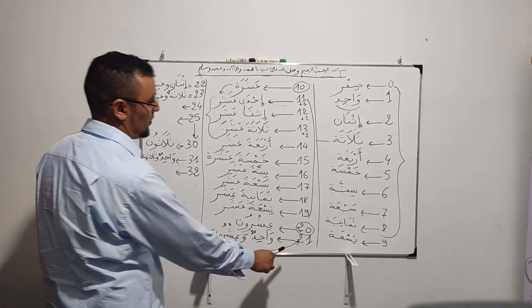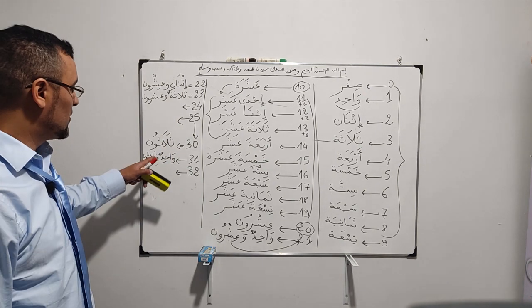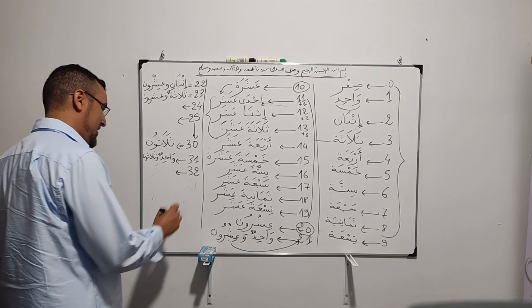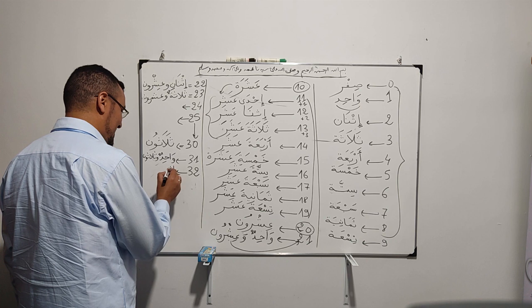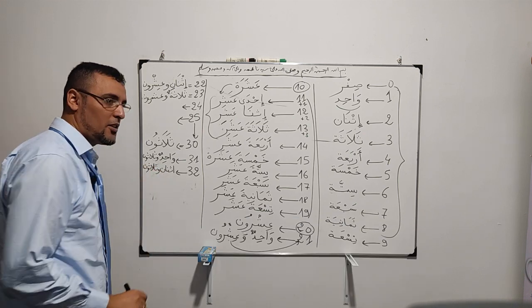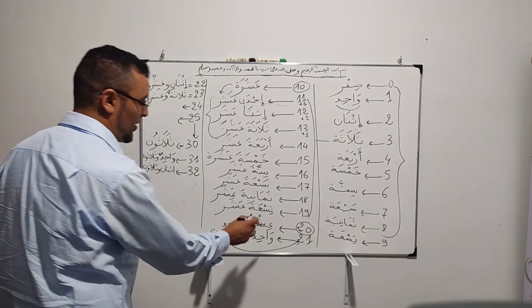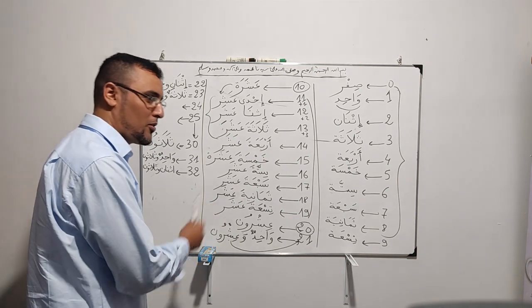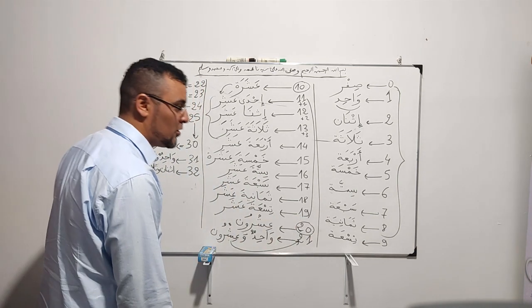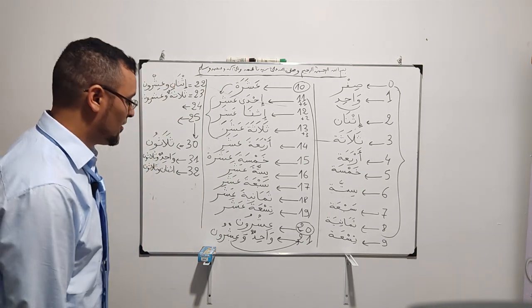No, it's like this. Repeat it. Ithnani wa thalathun. Wa thalathun. It's hard for you. I think I need a break first. Okay, and the same thing. ثلاثة وثلاثون، أربعة وثلاثون، خمسة وثلاثون، ستة وثلاثون، سبعة وثلاثون. ثمانية وثلاثون. تسعة وثلاثون. Then أربعون.